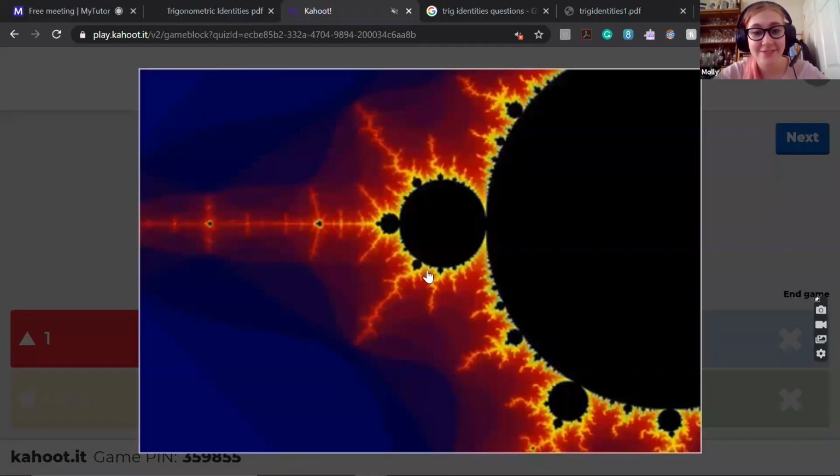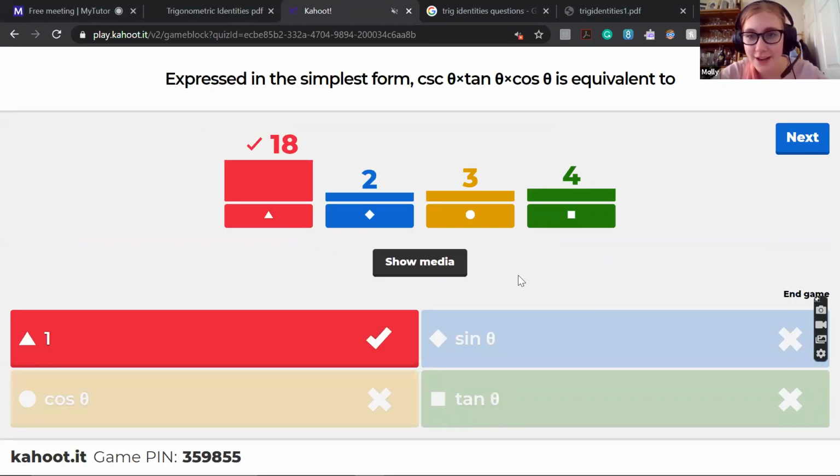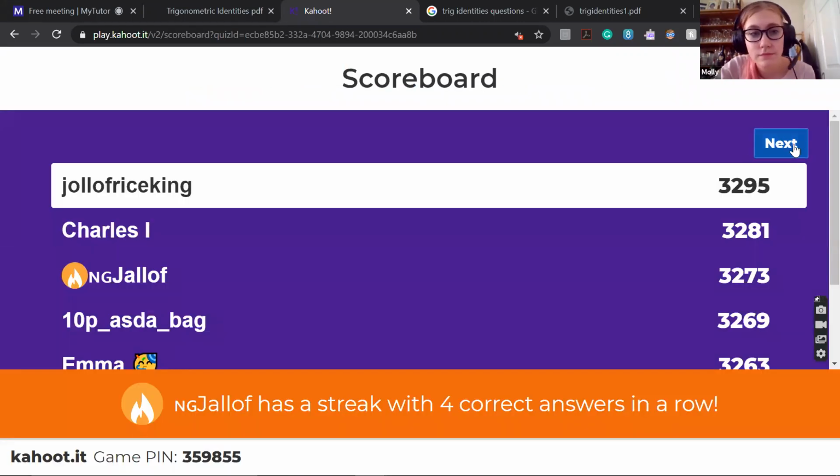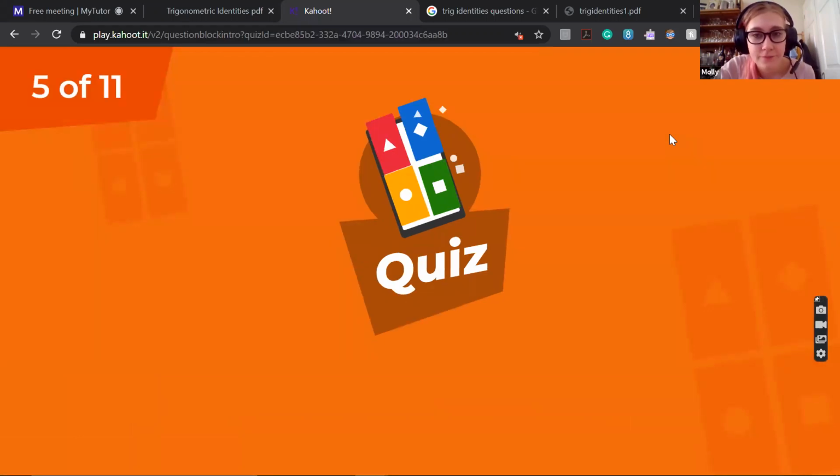Brilliant. Well done, guys. Fantastic. So the way that you do this is that you write cosec as 1 over sine theta. And then you've got 1 over sine theta times sine theta over cos theta times cos theta. And when you multiply that out, it cancels down to 1, which is fantastic.